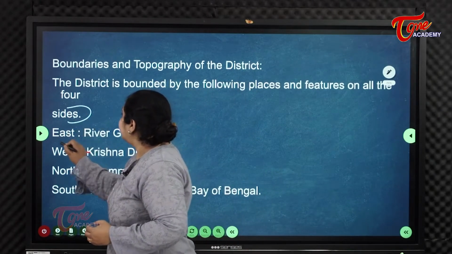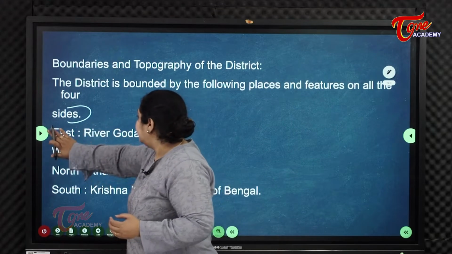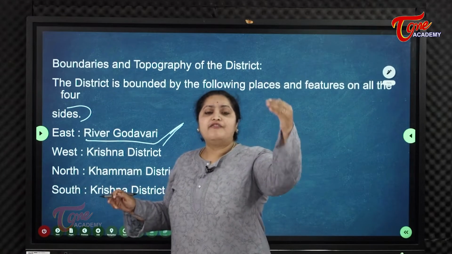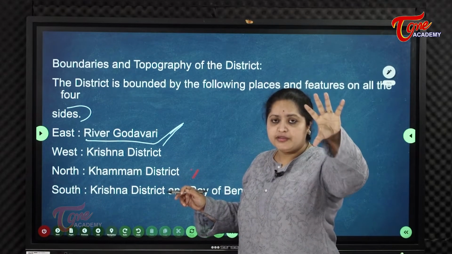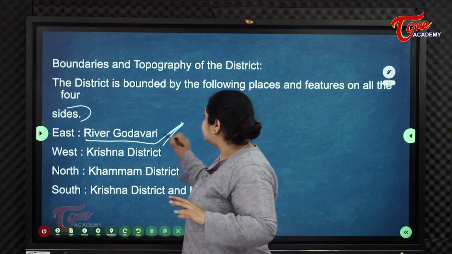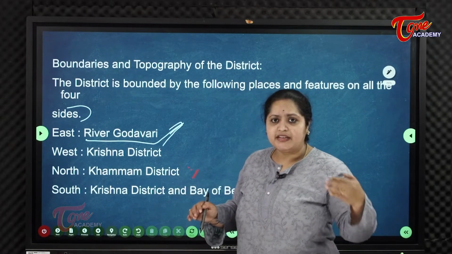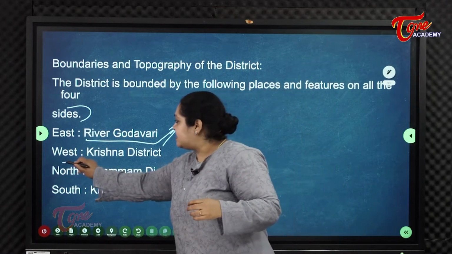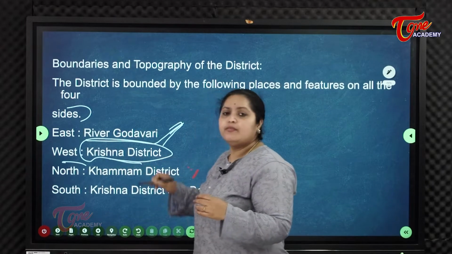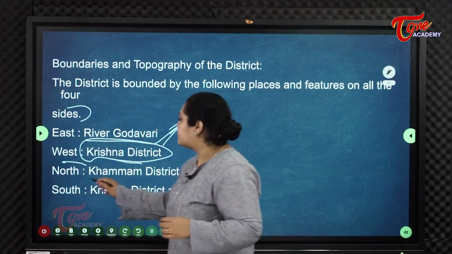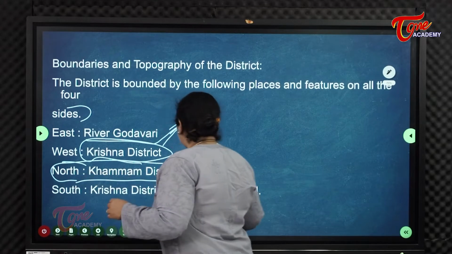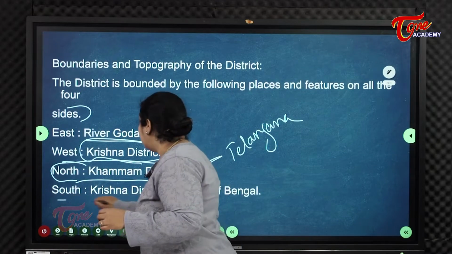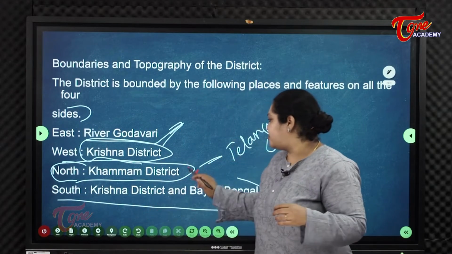On the eastern side it shares a boundary with the river Godavari. So the eastern boundary of West Godavari district is the river Godavari, which protects the eastern border. The western boundary is Krishna district. The northern boundary is Khammam district of Telangana. The south is bordered by Krishna district and the Bay of Bengal.